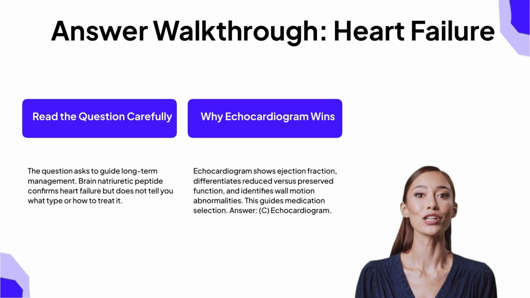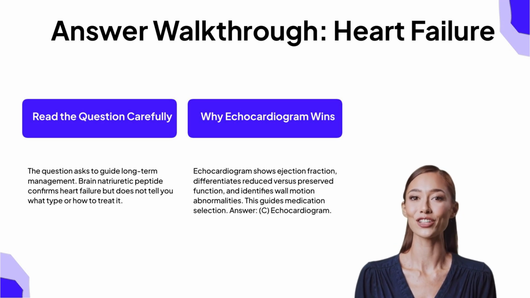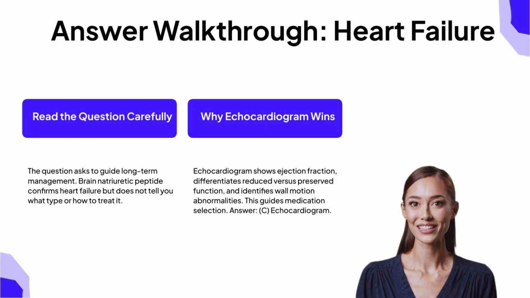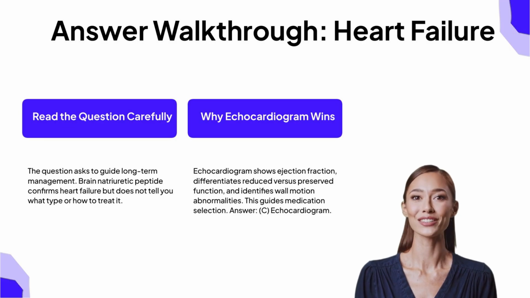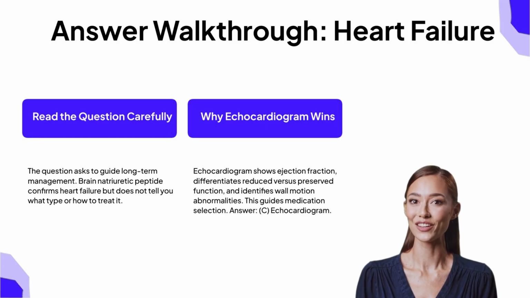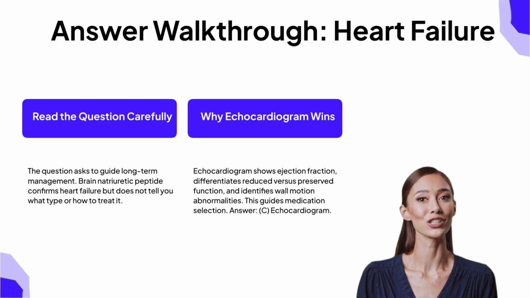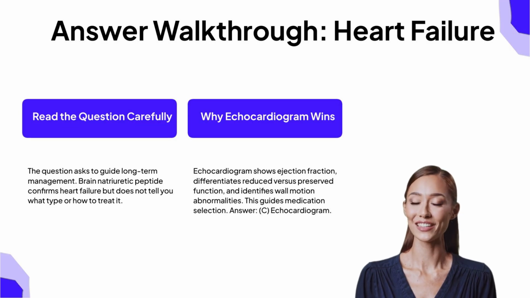BNP confirms heart failure, but doesn't guide treatment selection. Chest X-ray shows congestion, but doesn't differentiate HFrEF from HFpEF. ECG might show prior MI, but doesn't assess function. Echocardiogram is the answer because it shows ejection fraction, distinguishes reduced versus preserved EF, and identifies wall motion abnormalities. This directly determines which medications are indicated. Always read what the question is actually asking.